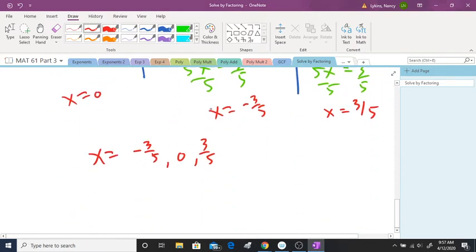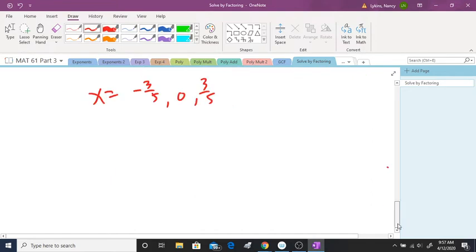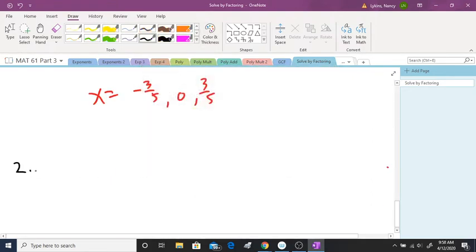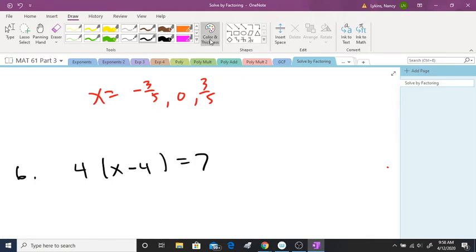Okay, 2 more examples. What about if you have something like this? Well, you would look at the middle and you're like, well, is the answer 4? Well, no. What you want to do is you want to distribute the 4 first.